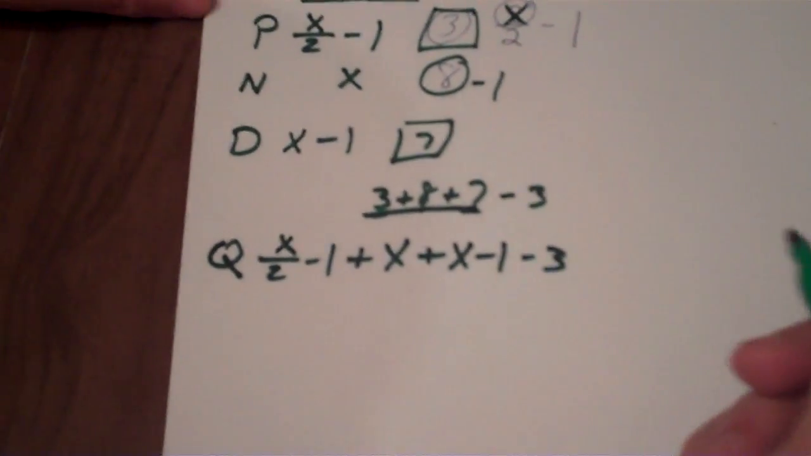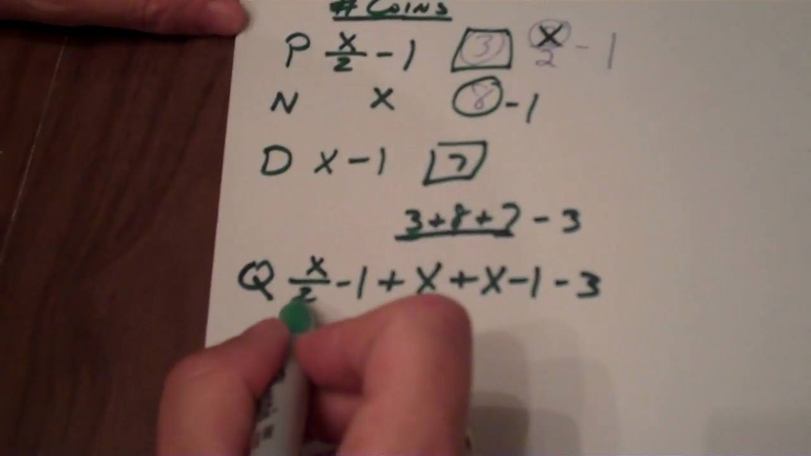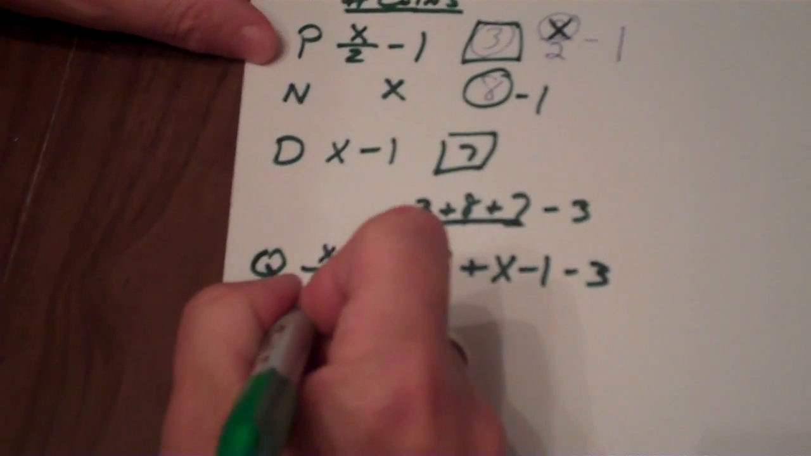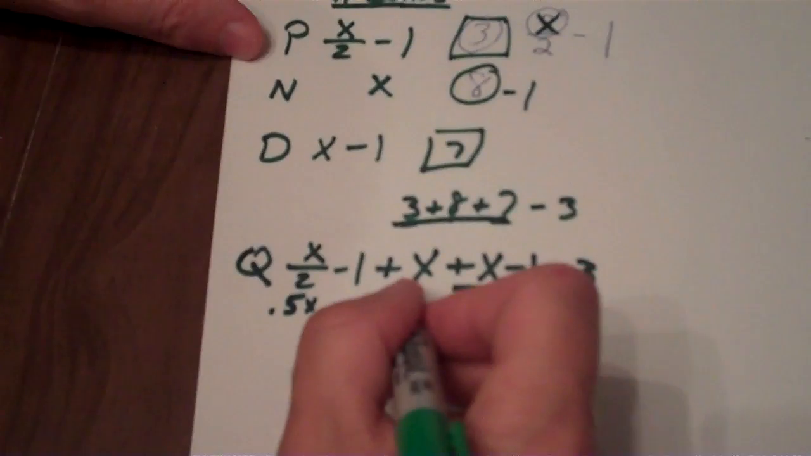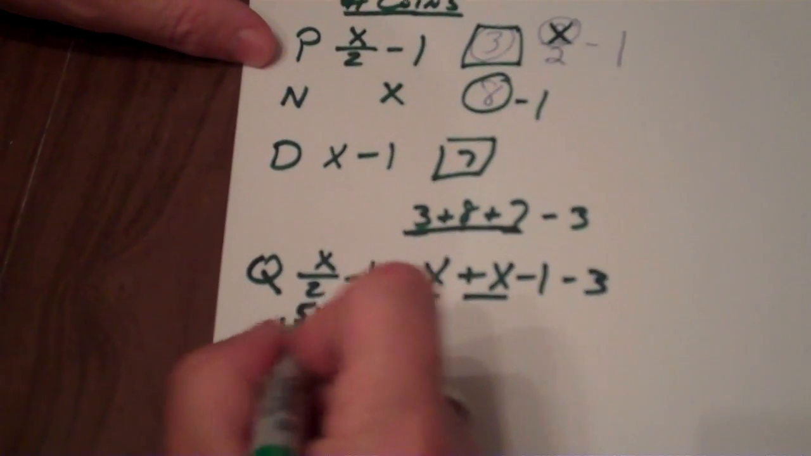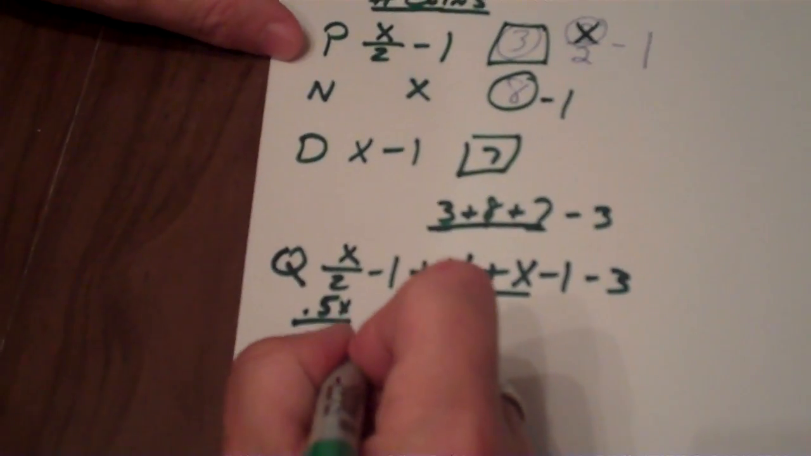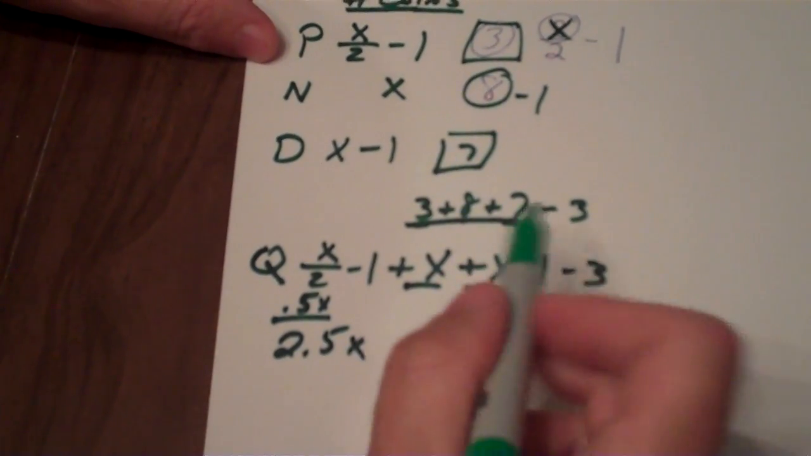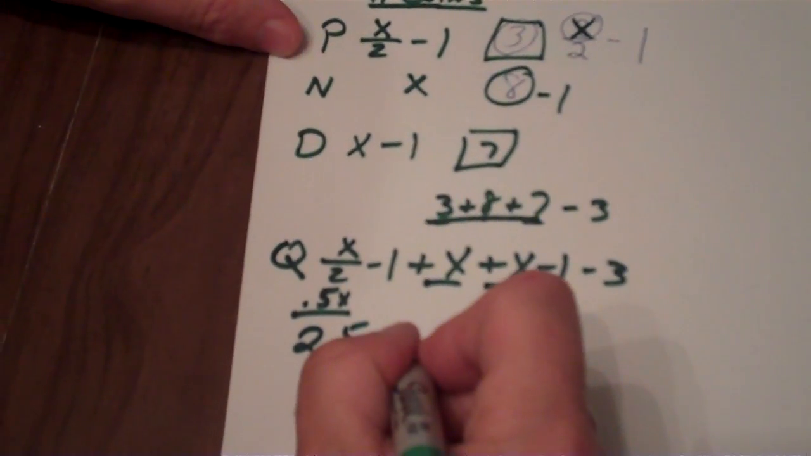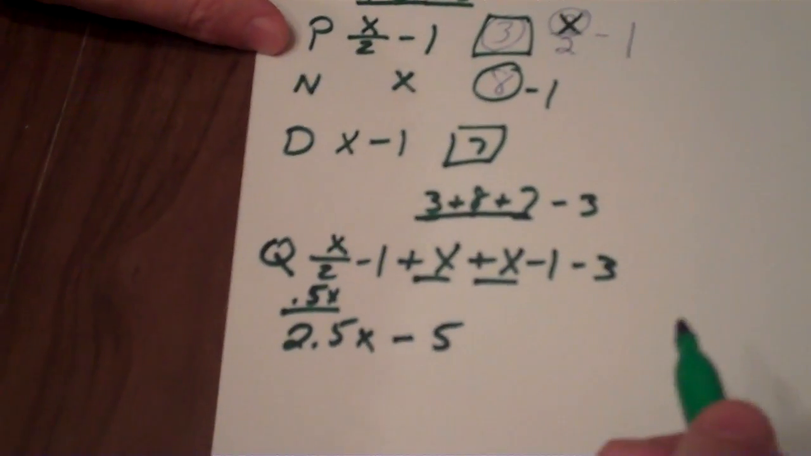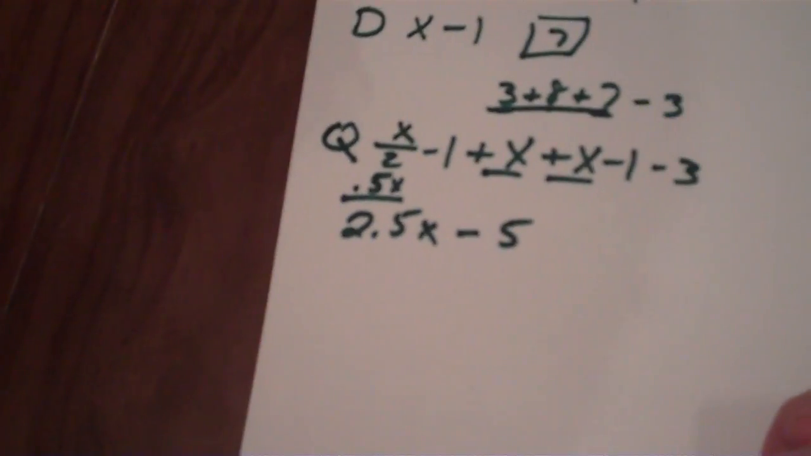I'm going to make things a little bit easier on myself here. First of all, half of x, or x divided by 2, is the same as 0.5x. So if I have 1x plus 1 more x plus 0.5x, my number of quarters is actually 2.5x. And minus 1, and minus 3 all simplifies to minus 5.